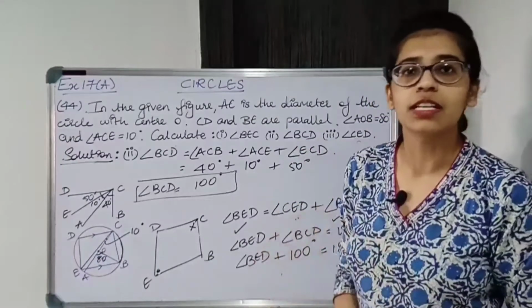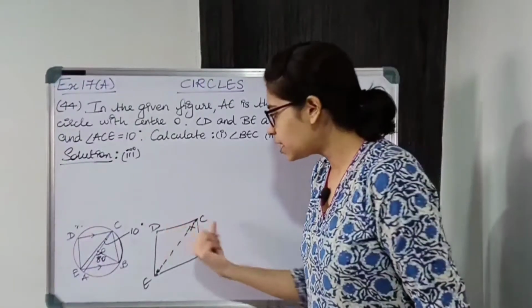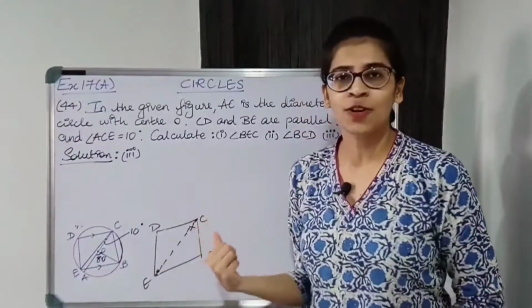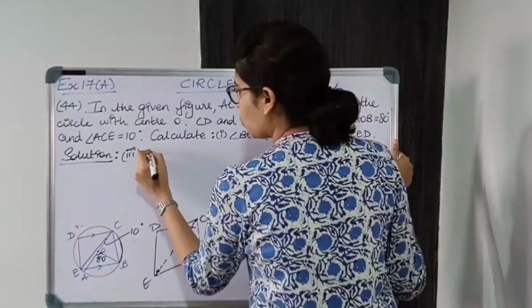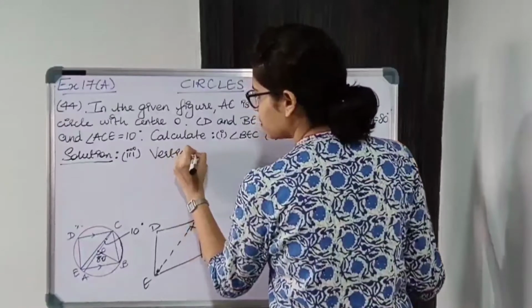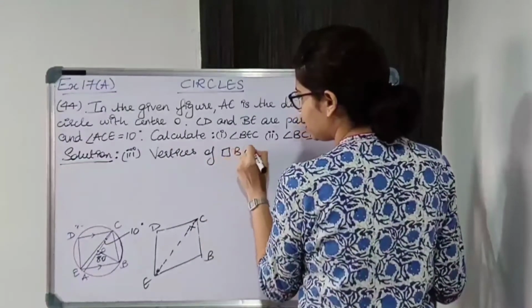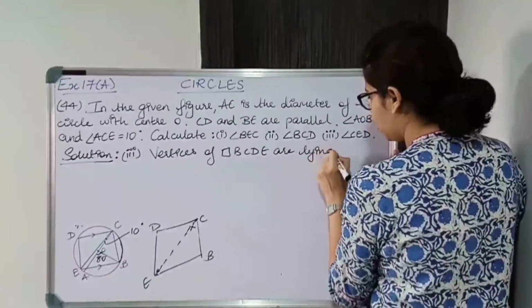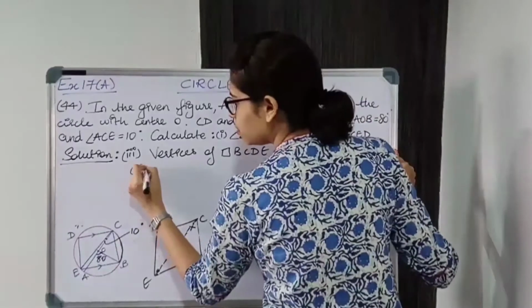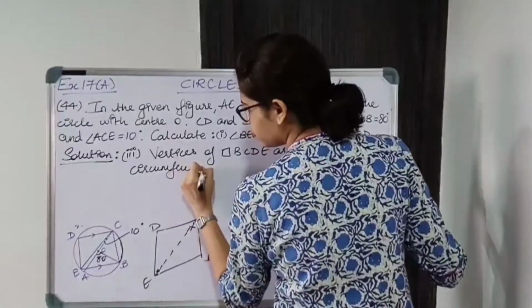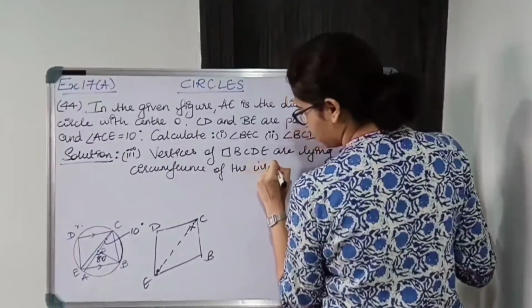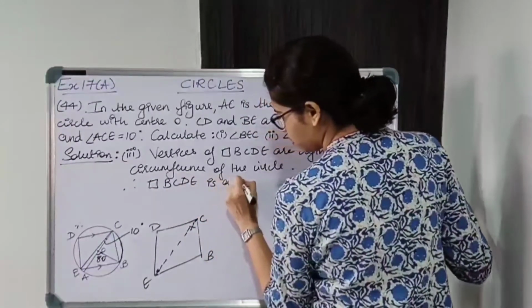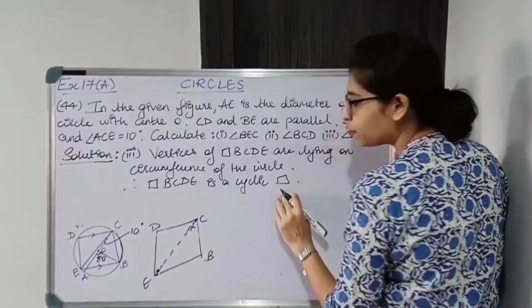Okay, so now let us start with the solution. So first we'll consider this quadrilateral, and for that we need to prove that this is a cyclic quadrilateral. It is not given. Okay, so vertices of quadrilateral BCDE are lying on the circumference of the circle. Therefore quadrilateral BCDE is a cyclic quadrilateral. Full word लिखना है.